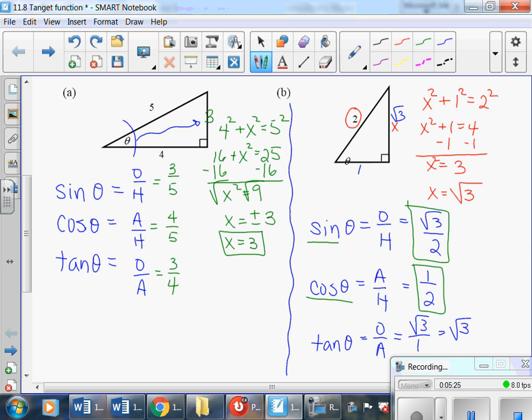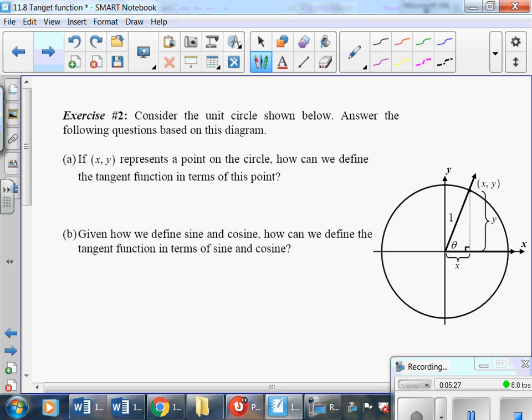So moving on, consider the unit circle shown below and answer the following questions based on this diagram. If (x, y) represents a point on the circle, how can we define the tangent function in terms of this point? All right, so let's just pull up. Here's my point (x, y) right here, and here's the triangle that's associated with it.